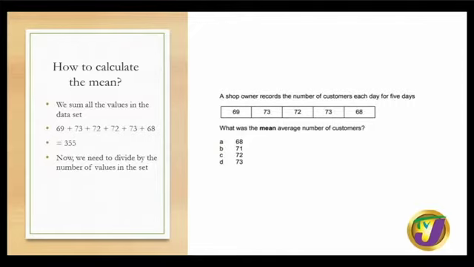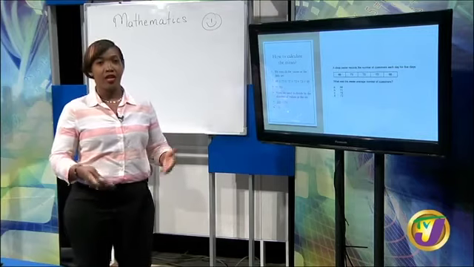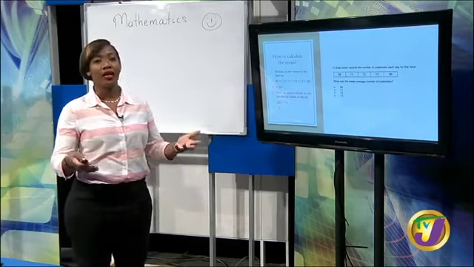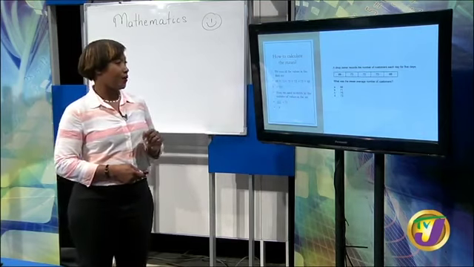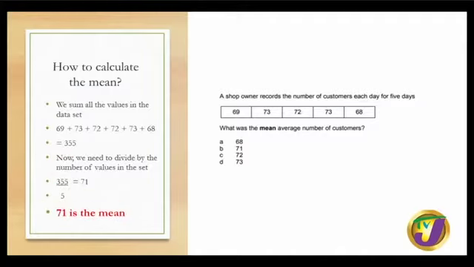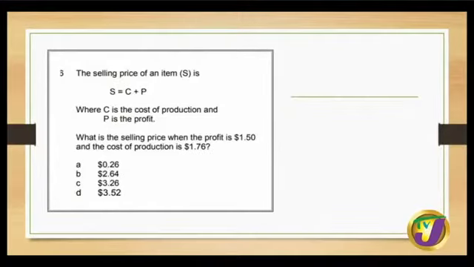How many values do we have? Correct. It was recorded over a 5-day period, so we would have 5 values. So we would divide 355 by 5, giving us a mean of 71. So we know we commonly use the term average. So on average, the shop owner would have 71 customers. And you can see the mean is 71. That's fine. Next question.